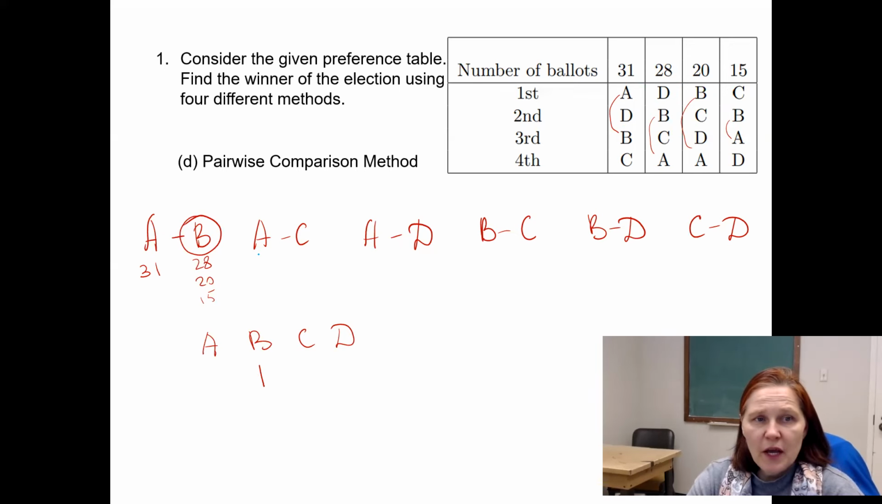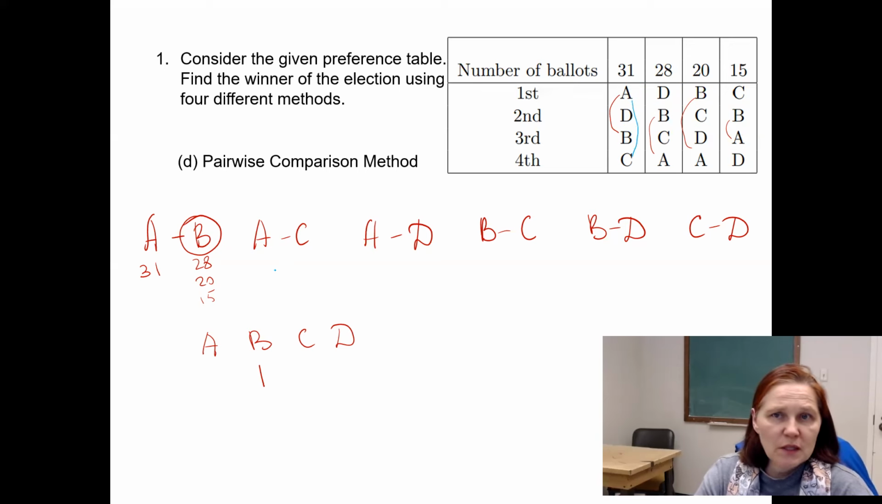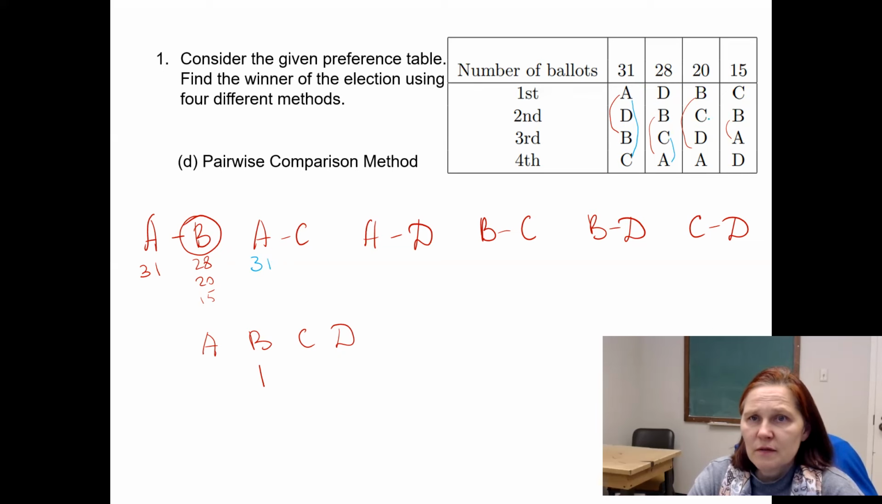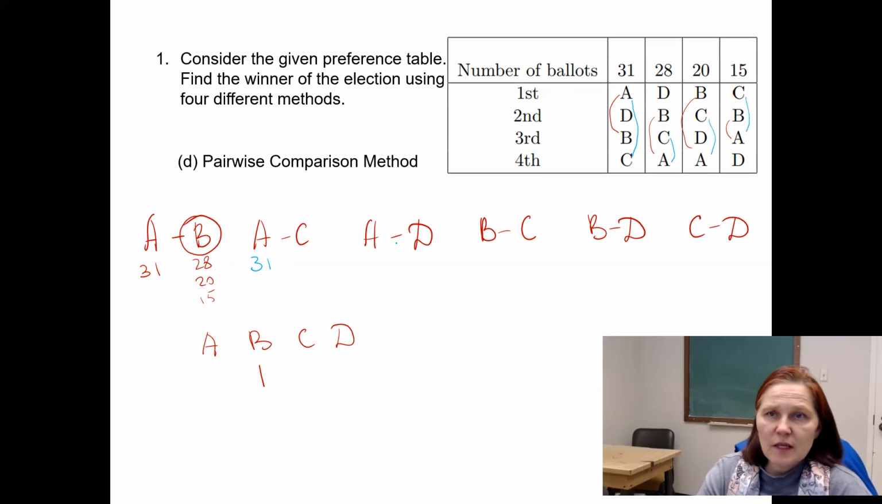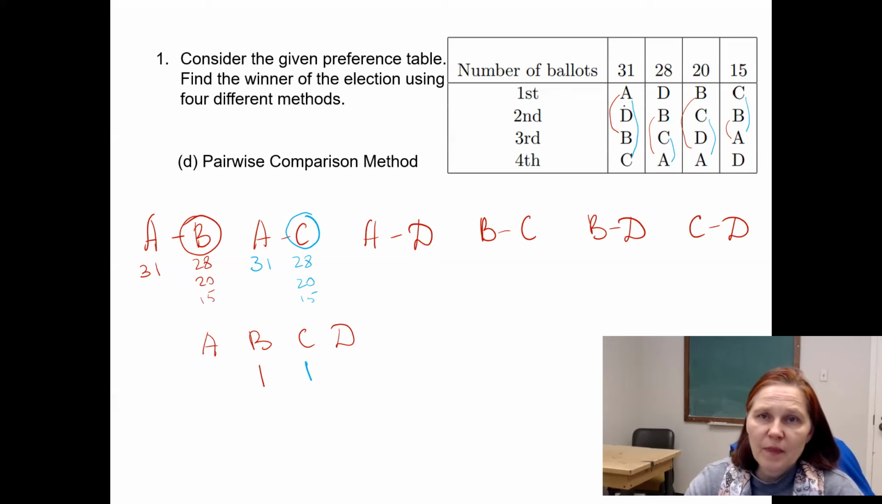The next pair, A versus C. In the first set of ballots, on 31 ballots, A is above C, so A gets 31 points, but on the other ballots, 28, 20, and 15, C is above A. So in this pair, C gets a point. Next pair, A, D. A is above D on 31 ballots.